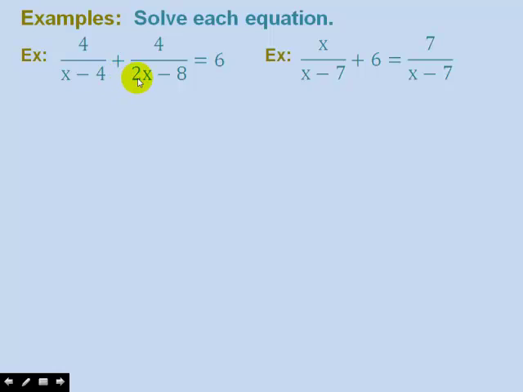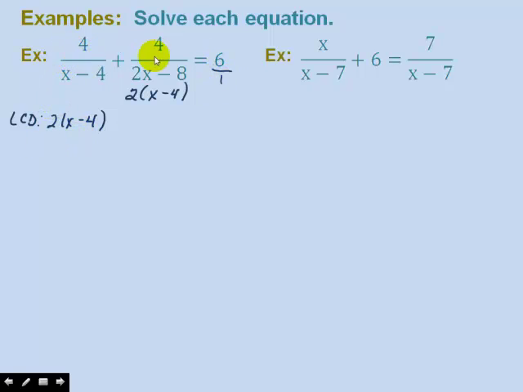Okay, in this one, notice that our second denominator here has a common factor of 2. So let's go ahead and factor this. If we factor out the 2, we get 2 times x minus 4. So when we're looking for our LCD, now we have two different factors. We have the x minus 4 that occurred once in each one of these, and the 2. So our LCD is going to be 2 times x minus 4. And again, we would be looking at the LCD on this side if we had a rational expression.